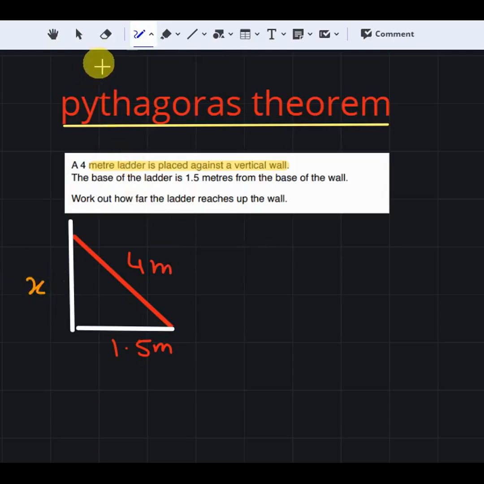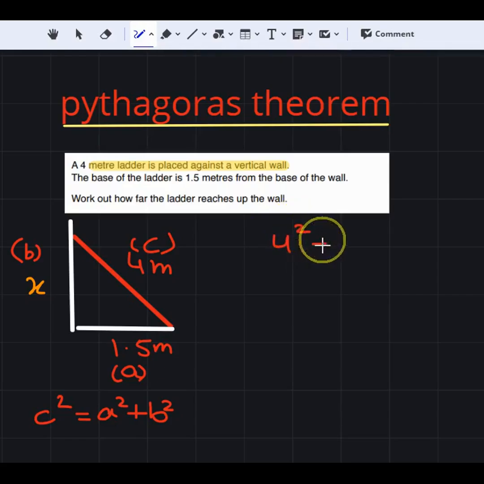So first of all, I have to identify the sides. So this side is C, this side is A, and this side is B. Now I am using the Pythagoras theorem. The Pythagoras theorem states that C squared is equal to A squared plus B squared. Now I substitute the values. So the value of C is 4. So 4 squared is equal to the value of A, which is 1.5, so 1.5 squared, plus the value of B, which is x, so x squared.